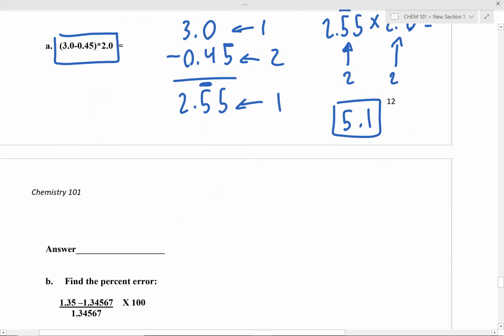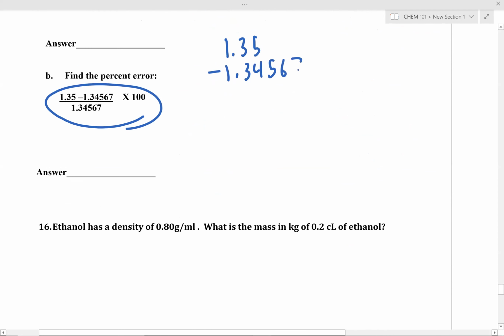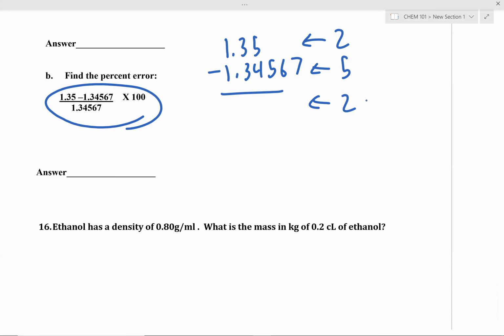Finally, we have 2 more to do. The next one, we're doing a percent error calculation. First, we're taking 1.35 minus 1.34567. Since we're dealing with subtraction in the first case, how many decimal places do we retain? 2. The first number has 2, the second number has 5. We retain 2 decimal places. 1.35 minus 1.34567.